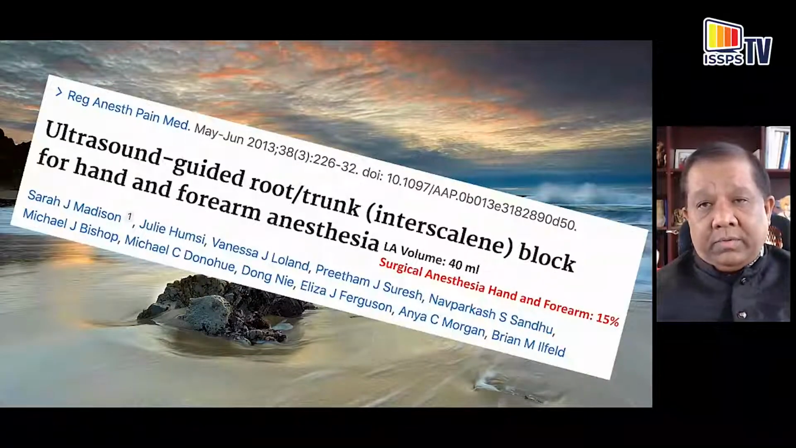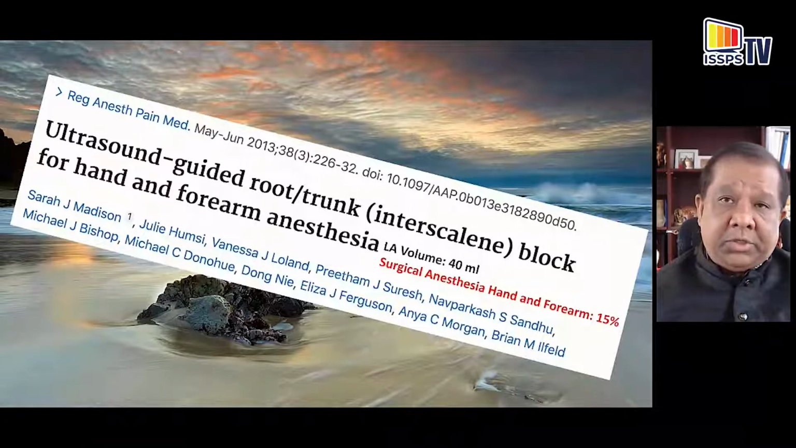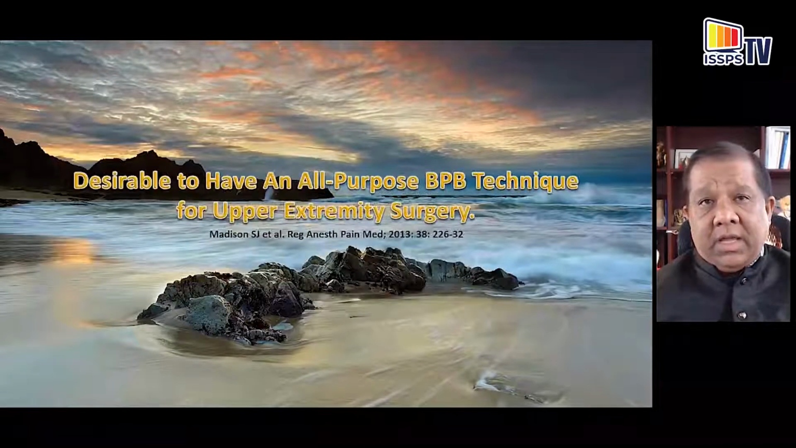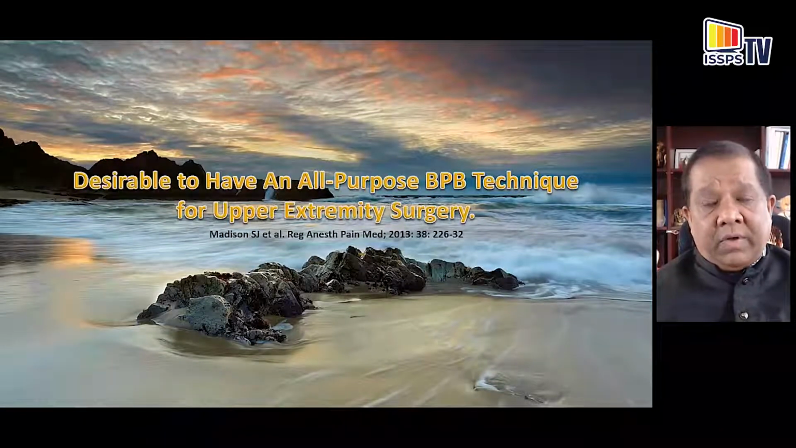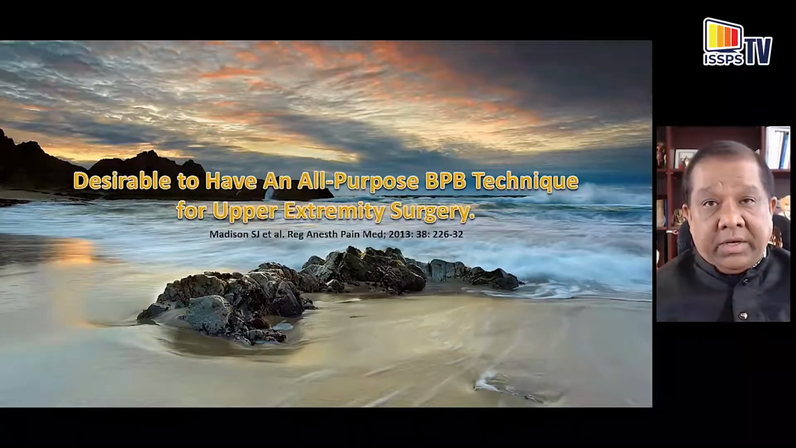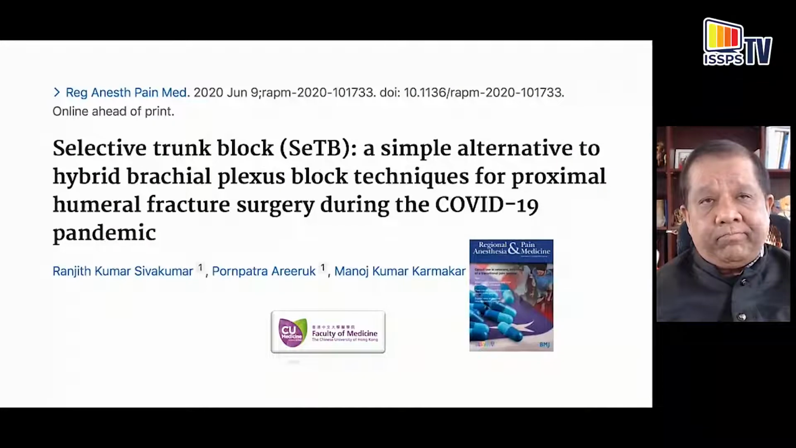Sarah Madison and the group from San Diego, in their paper on ultrasound-guided root trunk interscalene block for hand and forearm surgery, described that it would be desirable to have an all-purpose brachial plexus technique for upper extremity surgery. It would change many years of our practice of using an individual technique and many different approaches to the brachial plexus. So with this, we suggested that selective trunk block would be a simple alternative to the hybrid brachial plexus block techniques for proximal humeral surgery.